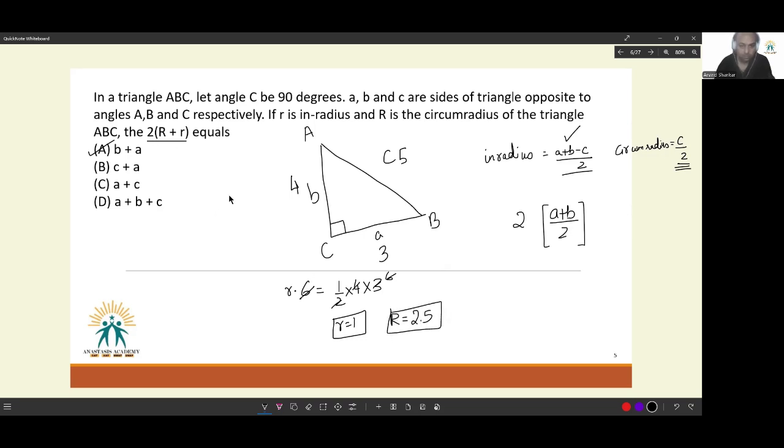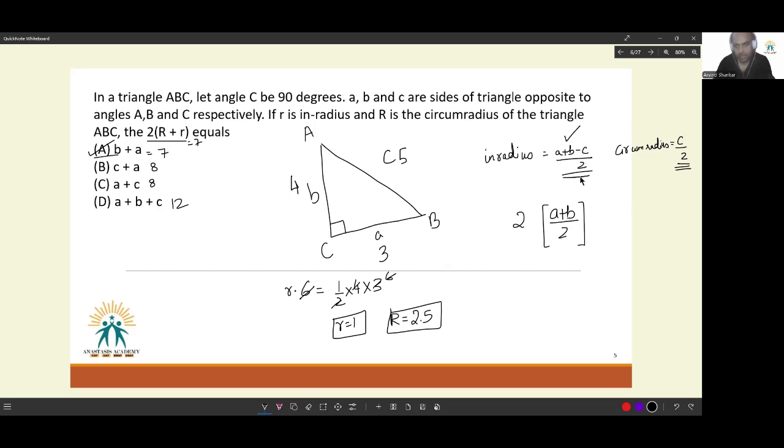So 2 times of circumradius plus inradius will be equal to 7. B plus A is indeed equal to 7. C plus A is 8. A plus C is the same thing as C plus A. So this is also 8, and A plus B plus C is equal to 12. Among the 4 options, what works is option A.